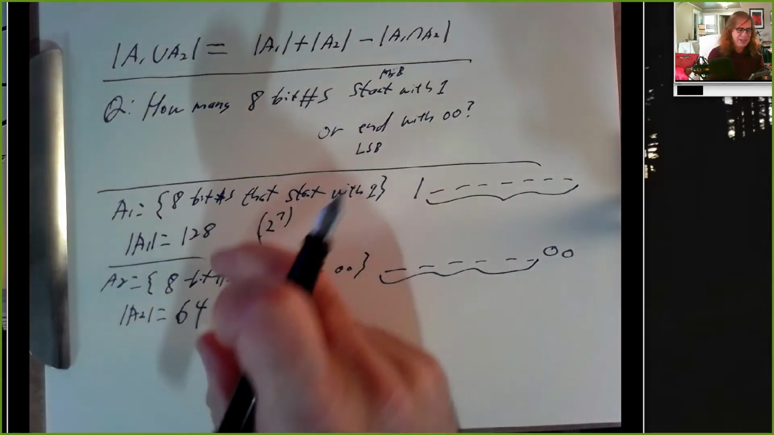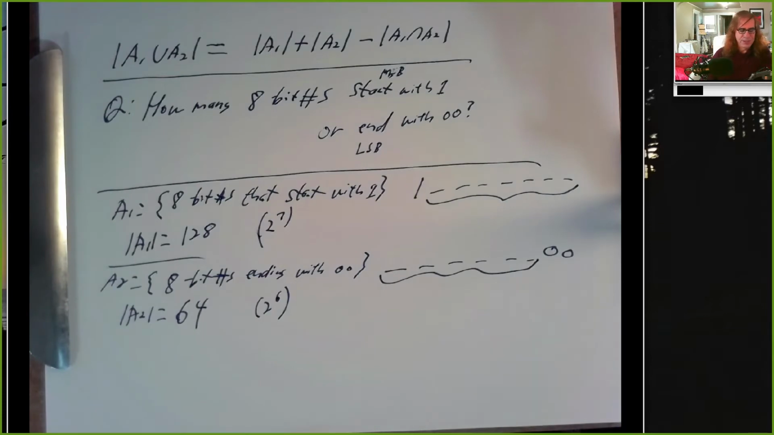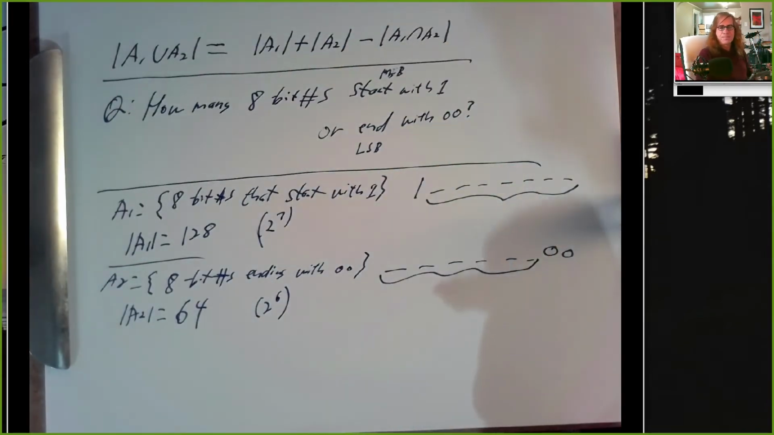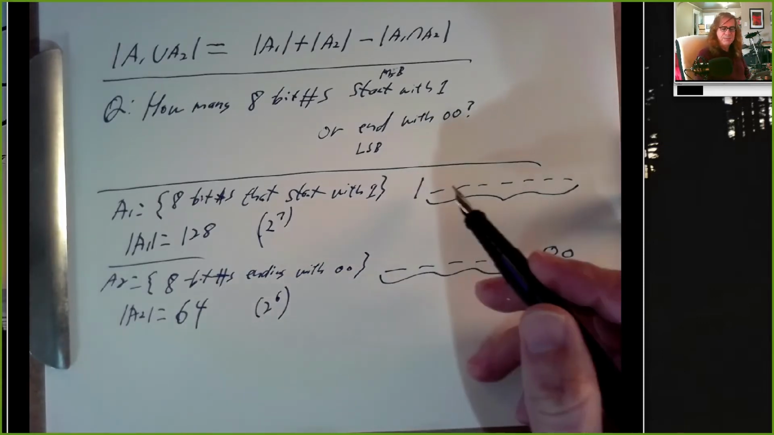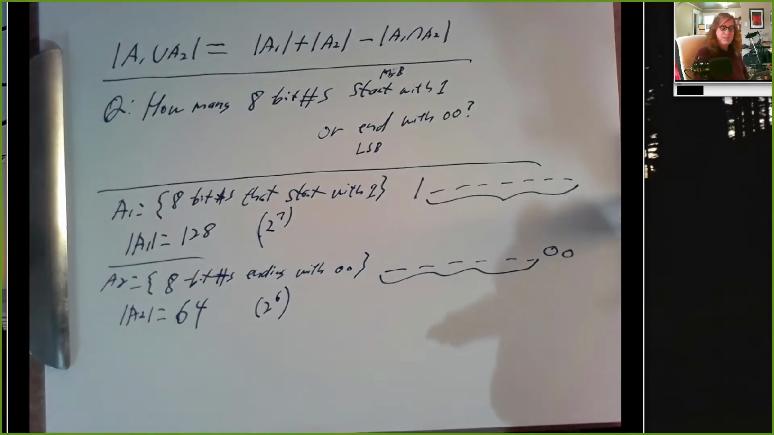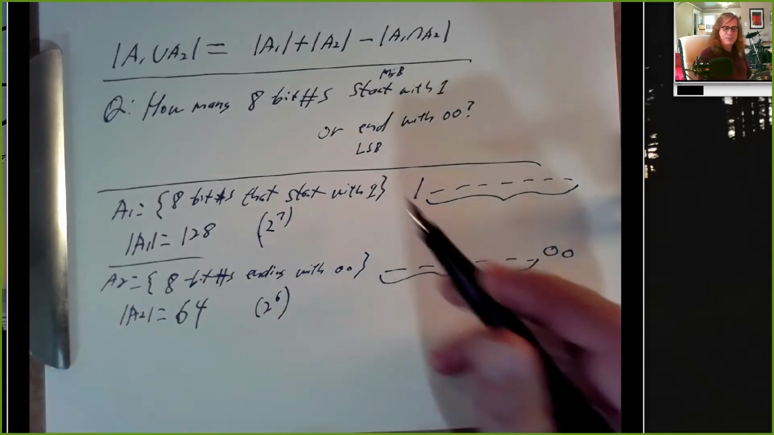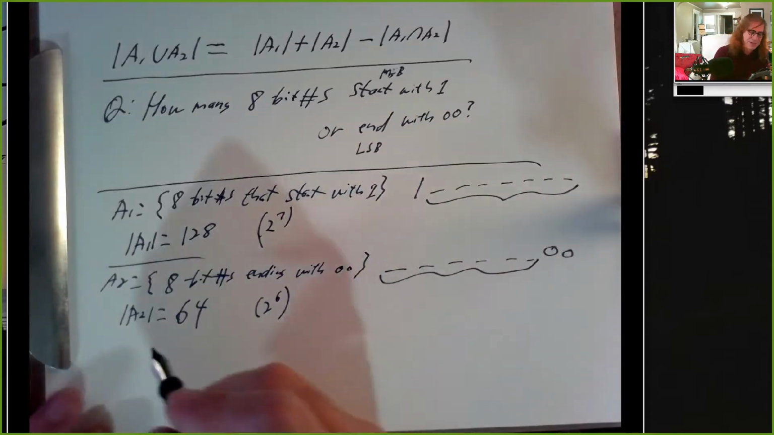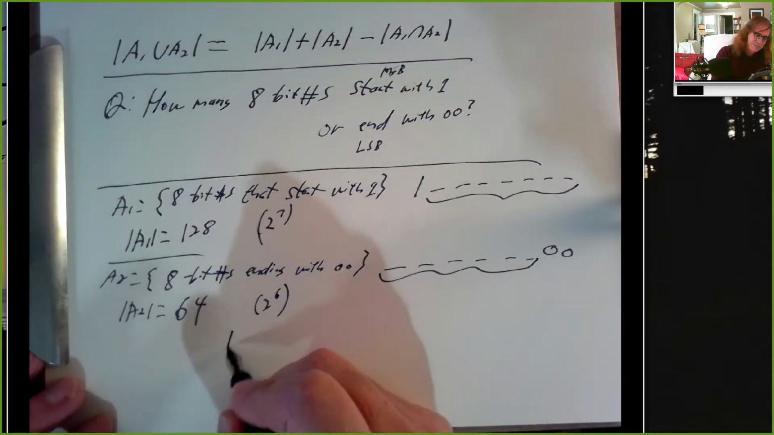Now if we add these together, we're going to get 192. But that's more than the number of 8-bit numbers in this group, because there are some numbers that are going to be in both A1 and A2. In other words, there's something in the intersection. There are numbers that begin with a 1 and end with 00. So we need to know how many things are in the intersection.